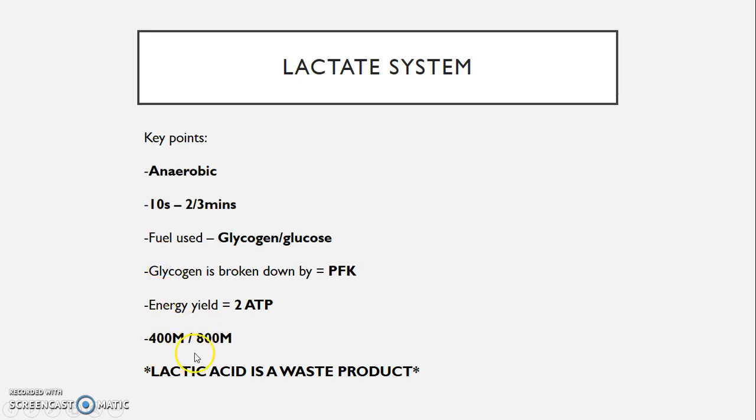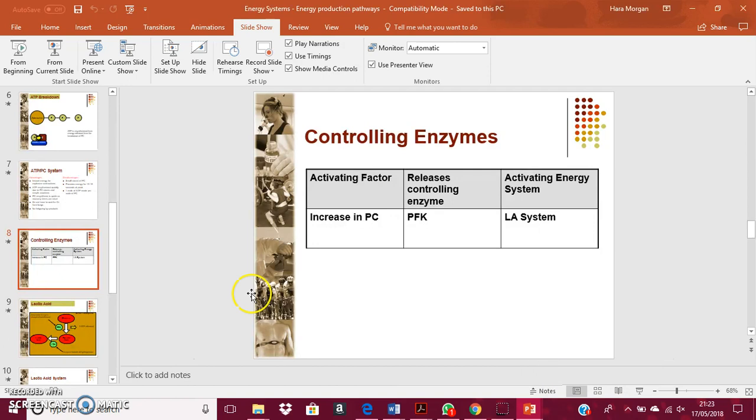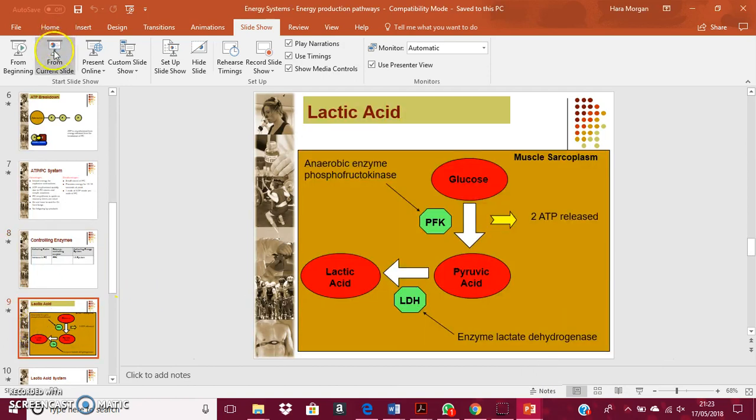Sporting events, 400 meters to 800 meters. Lactic acid is a waste product, that is vital. Okay, that is very, very important, the fact that this system produces lactic acid, which means we can no longer have a muscular contraction, we fatigue, we can no longer perform. So if I just show you an actual diagram form of this, hopefully it'll make it clearer.